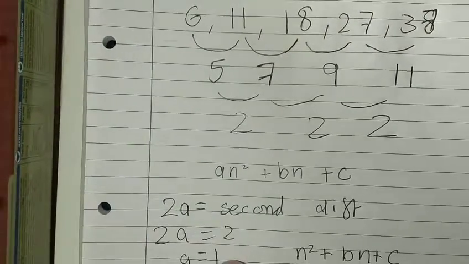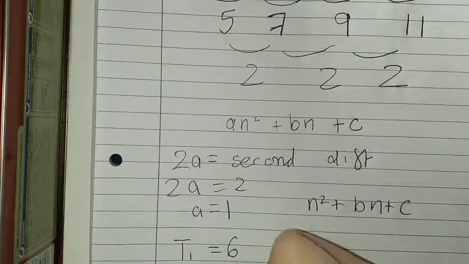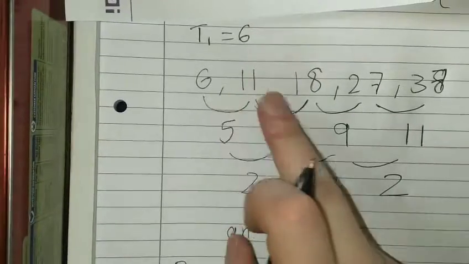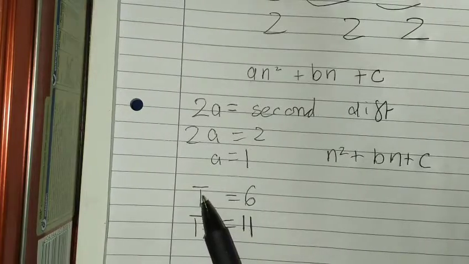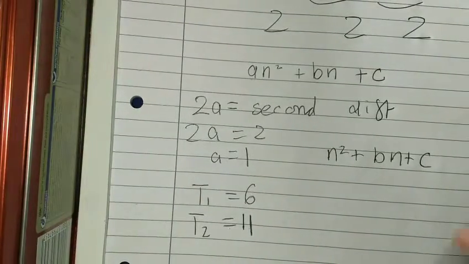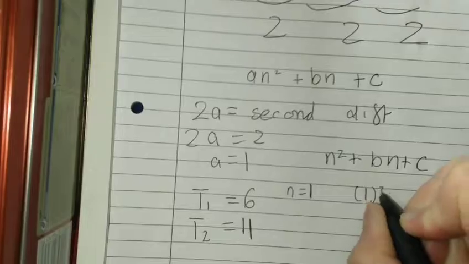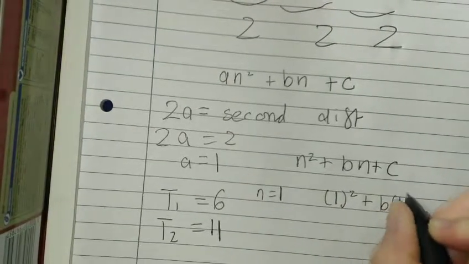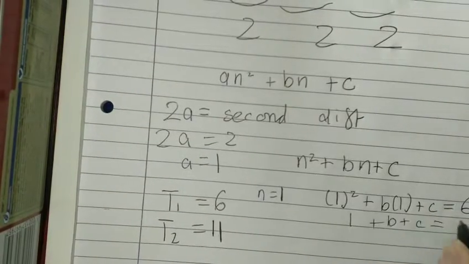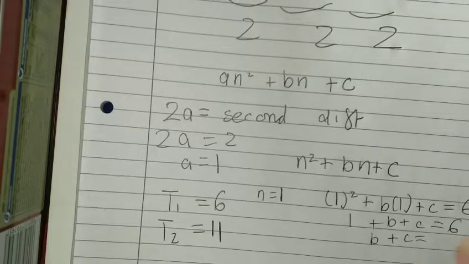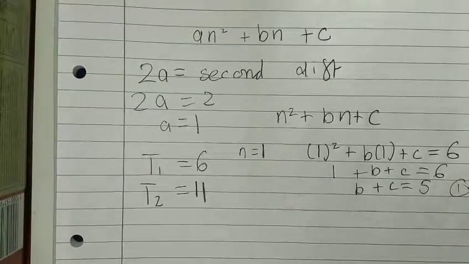So I'm going to take stage 1, which has 6, and stage 2, which has 11, because stage 1 to stage 2 goes from 6 to 11. I'm going to sub in n equals 2, let it equal 11, and n equals 1, let it equal 6, and get two simultaneous equations. So when I'm subbing in n equals 1, I get 1 squared plus b by 1 plus c, and that's equal to 6. So that would be 1 plus b plus c is equal to 6. So b plus c is equal to 6 take 1, so it's 5. So that's my first equation.